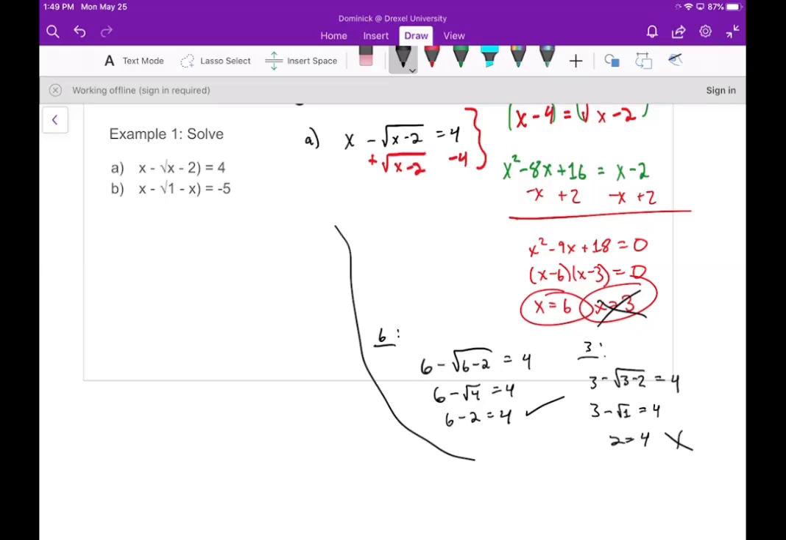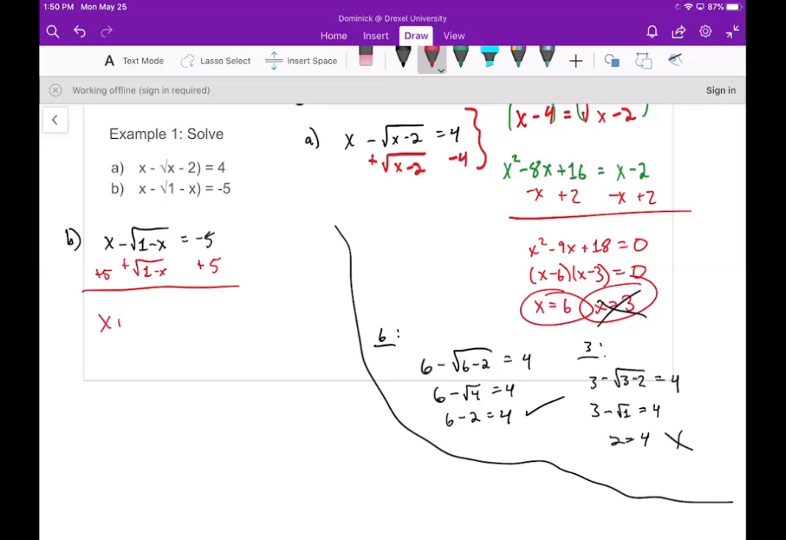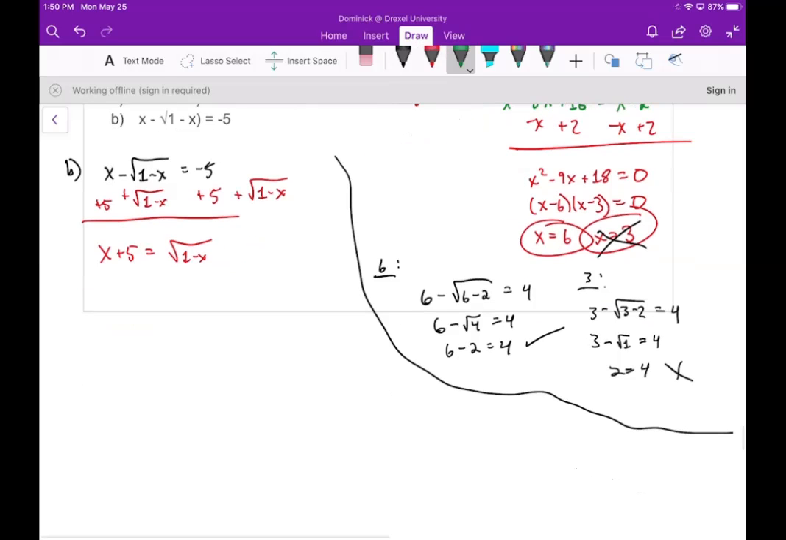Okay, let's look at part B. Part B, we have x minus square root of 1 minus x is equal to negative 5. Okay, well, let's add this square root term over and add this 5 over. So I'm going to get that x plus 5 is equal to a square root of 1 minus x, right? Once I add it to this side. So now we can square both sides. On the left, I'm going to get an x squared plus 10x plus 25 is equal to 1 minus x.